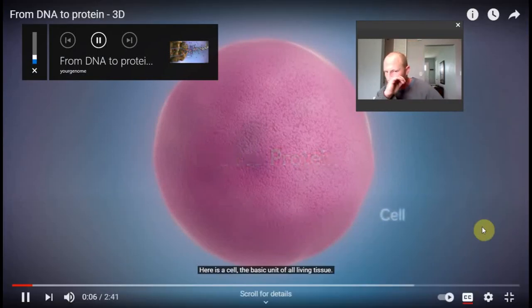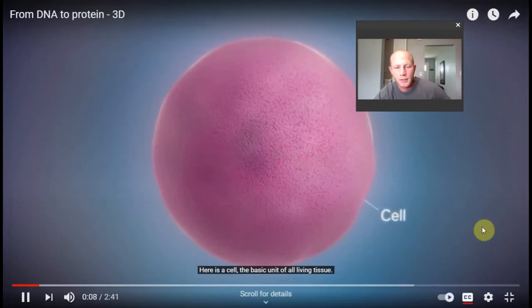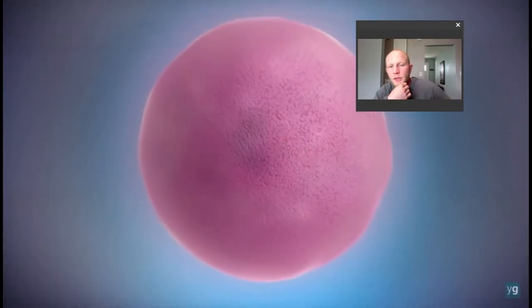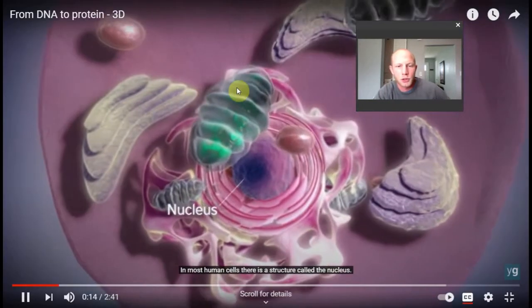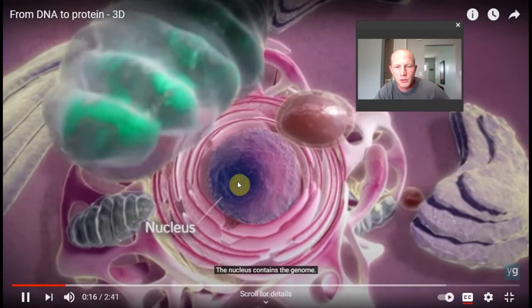All right, so here is our cell, the basic unit of all living tissue. We go inside of our cell. In most human cells, there is a structure called the nucleus. This looks like a Golgi body. Here's our mitochondria. The nucleus contains the genome.